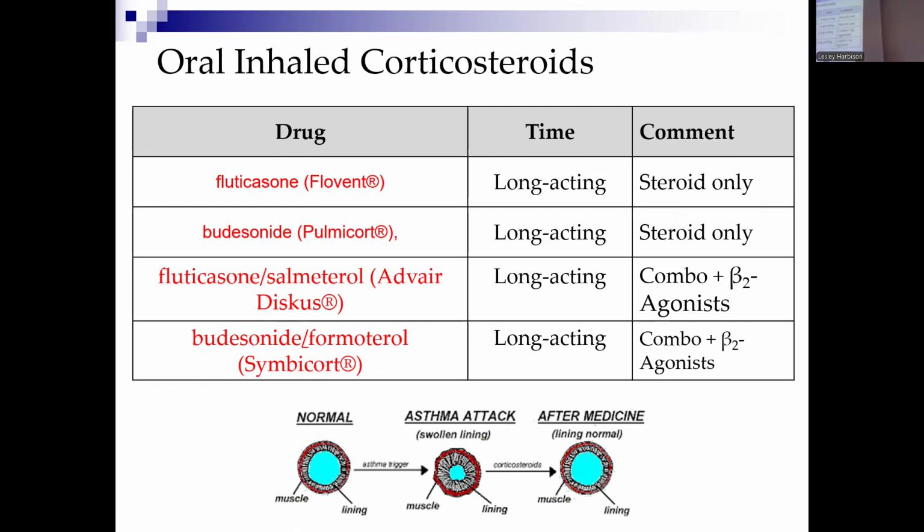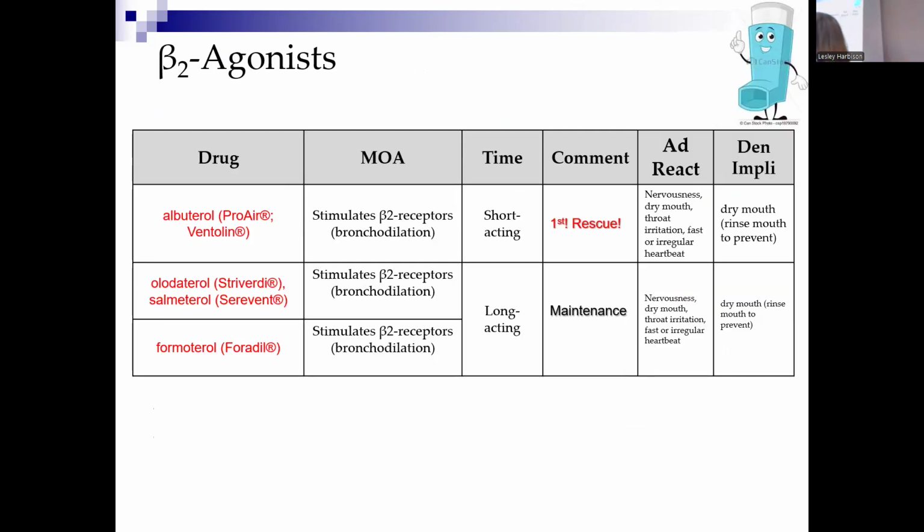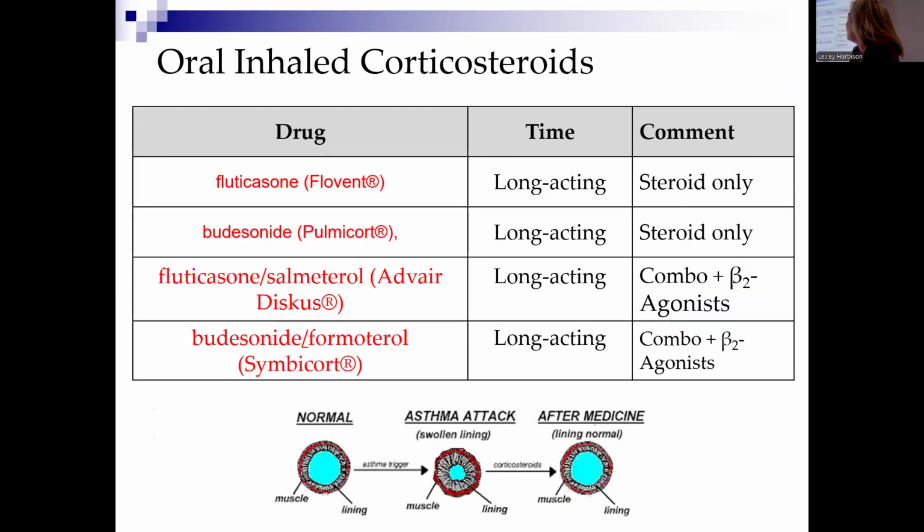They're all long acting, and the main thing you need to notice is that the first two, Flovent and Pulmicort, are just corticosteroids. But these combos include beta agonists. So you're going to recognize which ones we recognize as our beta ones. Yeah, that's a good way to do it. Look at how those words end, and that'll help you.